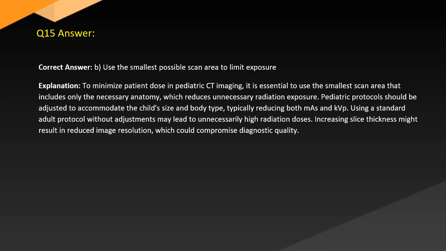Answer. Correct answer: B. Use the smallest possible scan area to limit exposure. Explanation. To minimize patient dose in pediatric CT imaging, it is essential to use the smallest scan area that includes only the necessary anatomy, which reduces unnecessary radiation exposure.